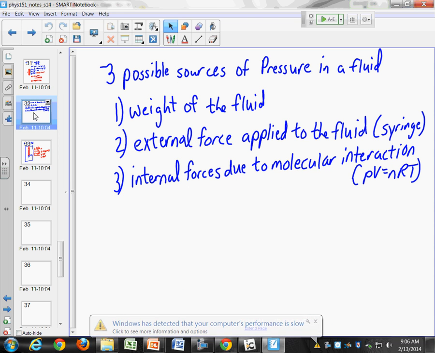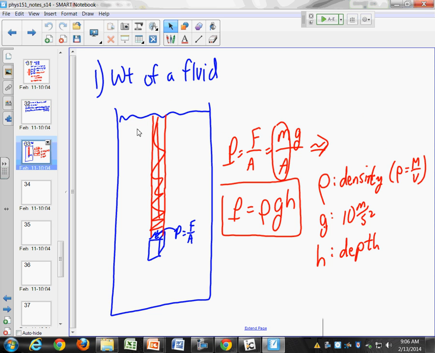Okay, then we said there are three possible sources of pressure in a fluid. The weight of the fluid, and like I said, that comes about with atmospheric pressure, which we'll talk about later. That if I'm walking around with this column of air on top of my head, and that column of air goes all the way to space. And that's a pretty heavy column of air, and that causes a really great pressure at just 1 atmosphere. Also, external force applied to the fluid, like in a syringe, and then internal forces due to molecular interaction.